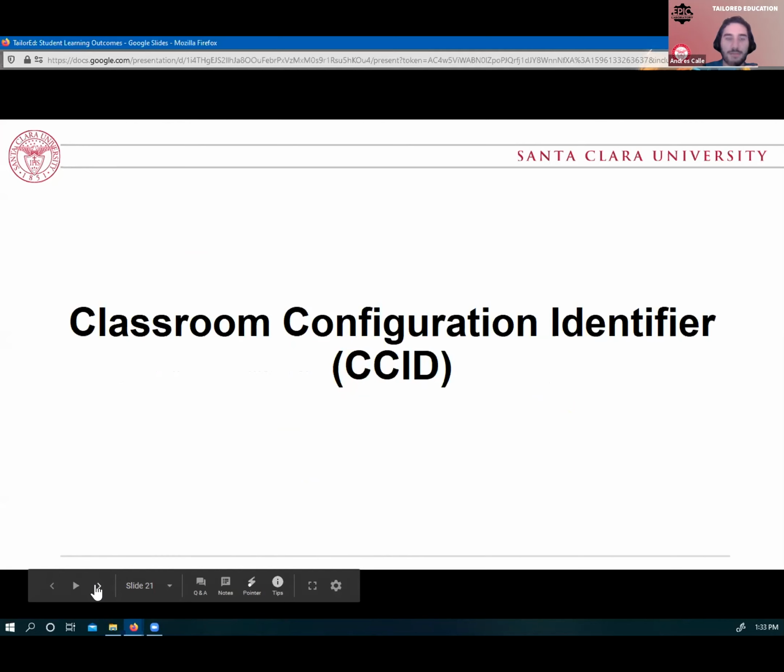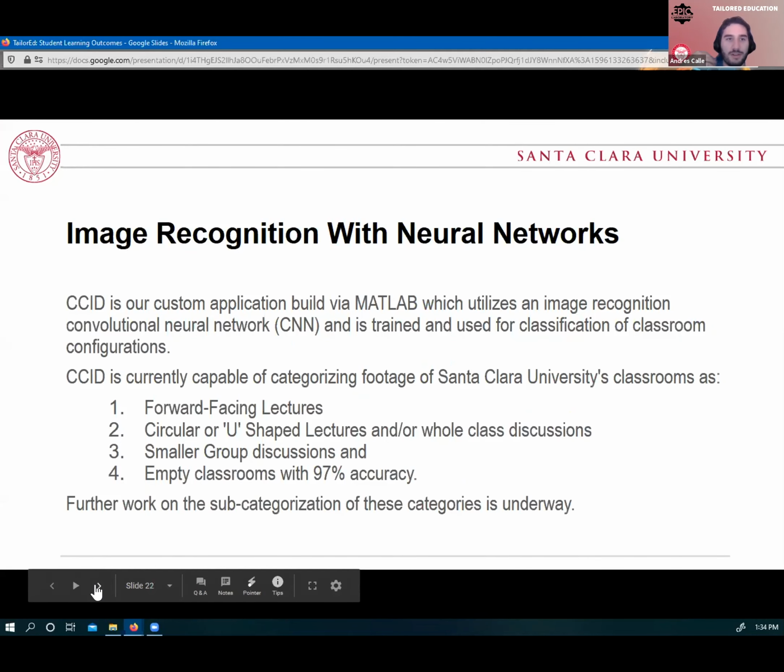All right. Well, my name is Andres Mauricio Calle, and I will be explaining to you the classroom configuration identifier, or CCID, which is the neural network we built in order to assist Julia in classifying the various thousands of pictures that we were gathering from each separate classroom site. So CCID is a convolutional neural network that we have retrained in MATLAB in order to properly classify the various images that we have received.